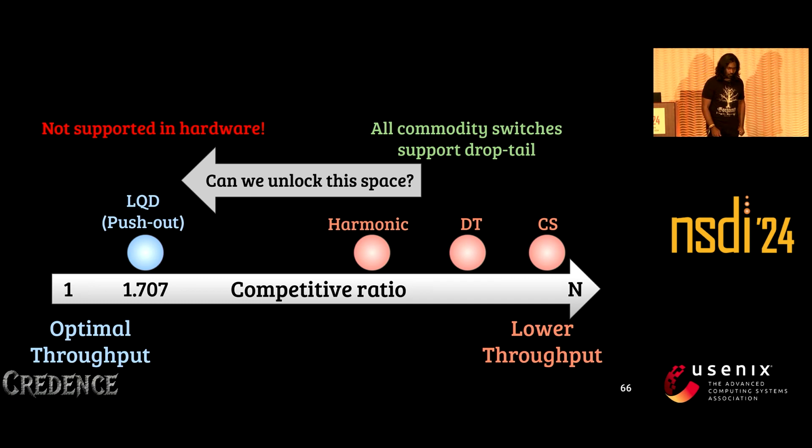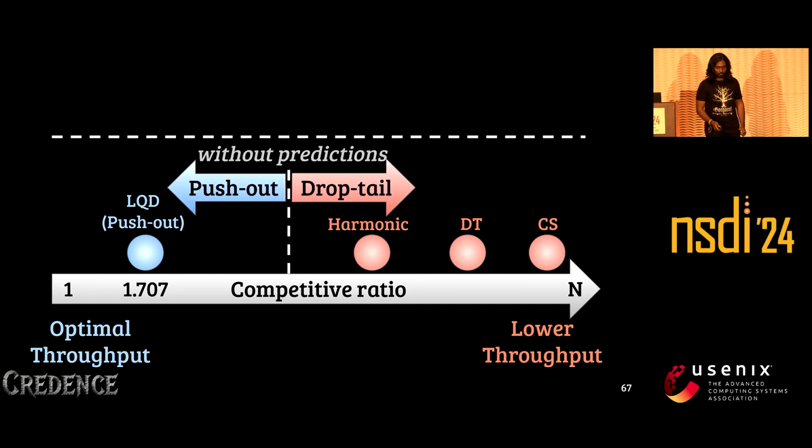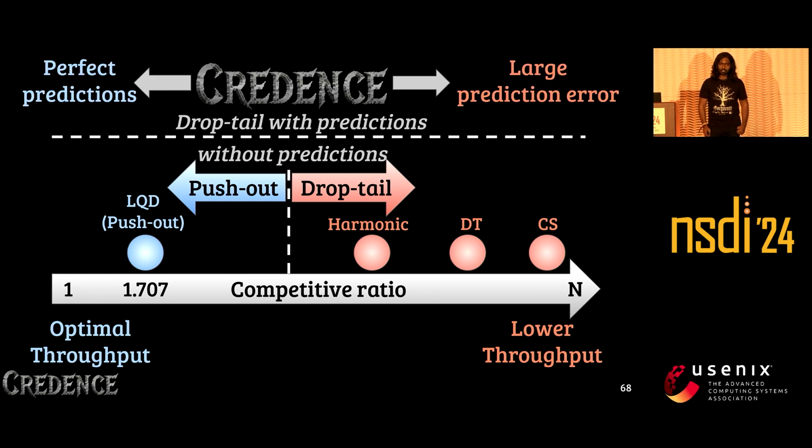So can we really unlock this space? No, but only without predictions. It turns out that we can really unlock the entire spectrum from the optimal performance all the way towards the existing algorithm's performance. And the performance we obtain by augmenting with predictions really depends on the accuracy of these predictions.